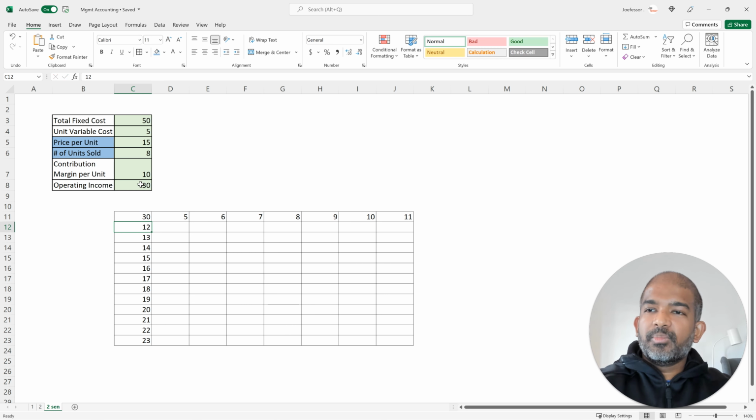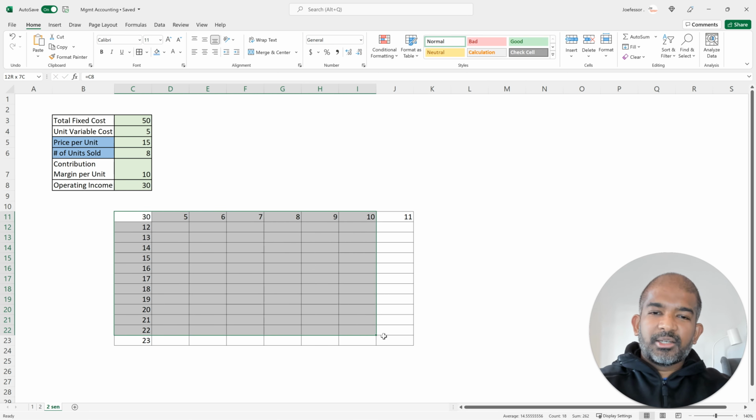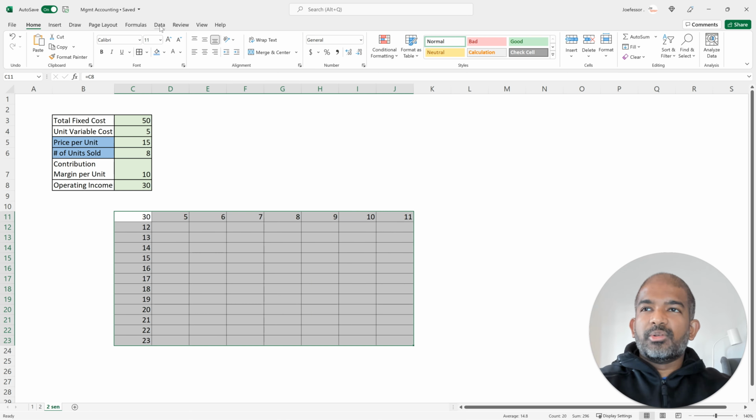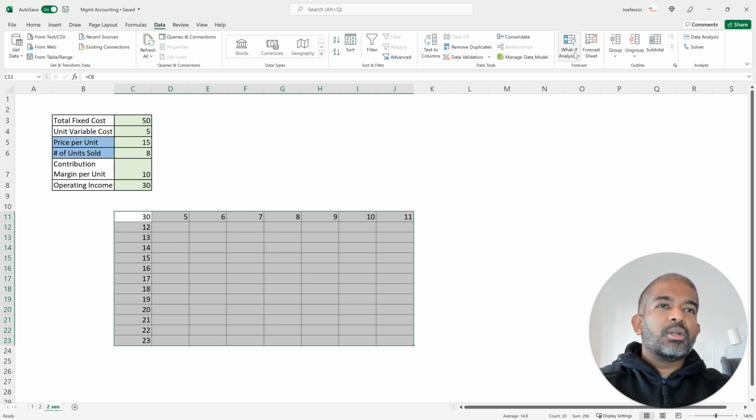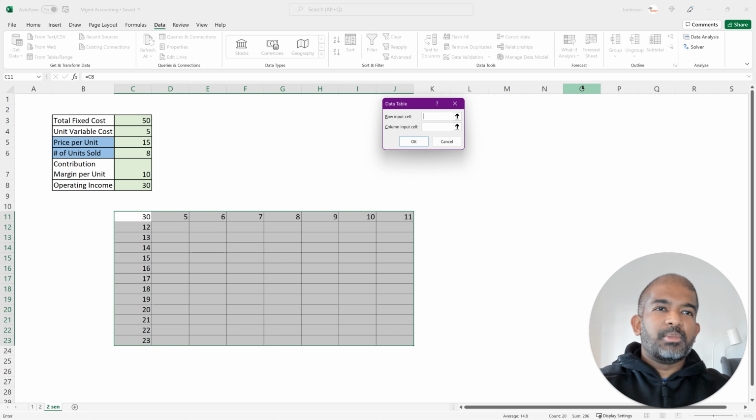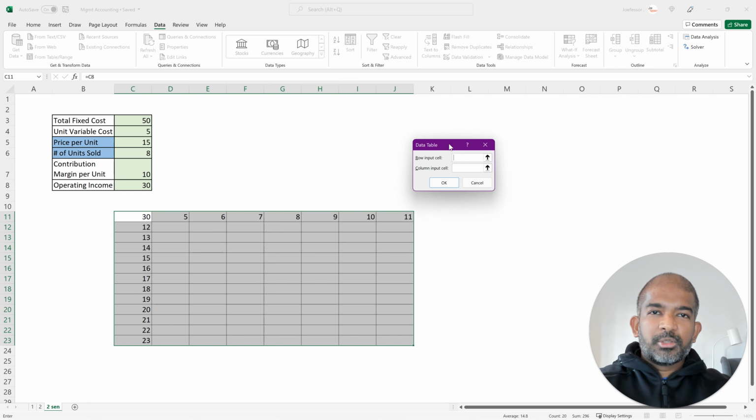That's all you have to do. Now I select the entire table, okay? And I go to Data, What If Analysis, and Data Table, okay? Now it gives you two options, row input cell and column input cell. Row input cell wants you to educate Excel on what's the variable you want to change along your row. In our case, that's the number of units sold. So I'm going to link that cell.